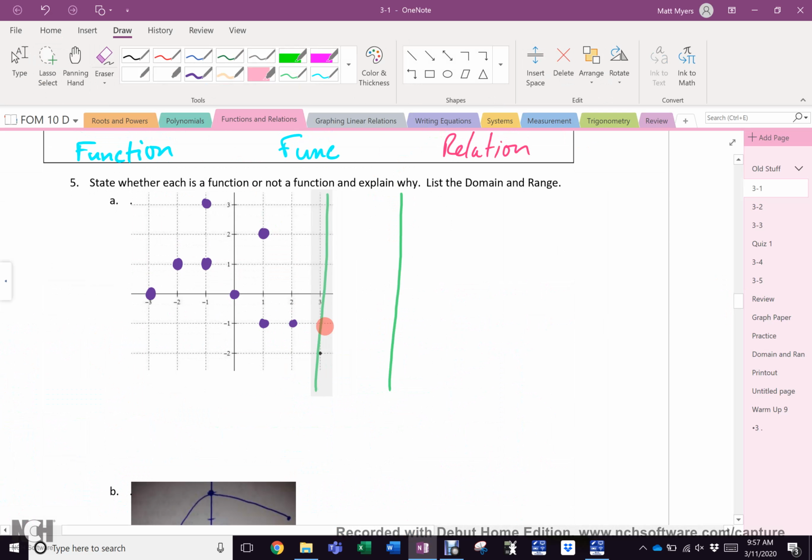All right. Once. Oh, what happened there? 2. So at the x value of 1, I have 2 outputs, don't I? And then that happens again over here, doesn't it? So this is a relation. But am I still able to list the domain and range? Do I have input and output values?